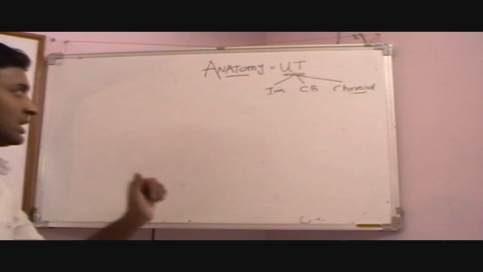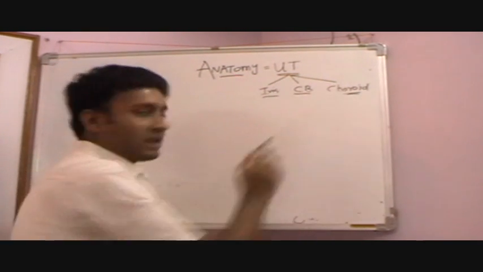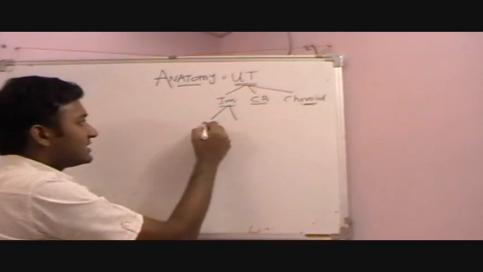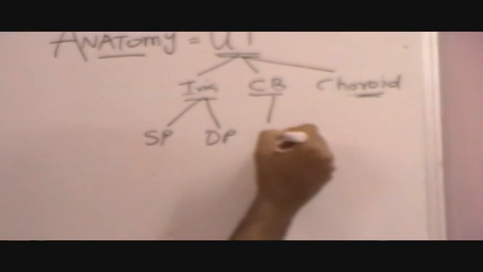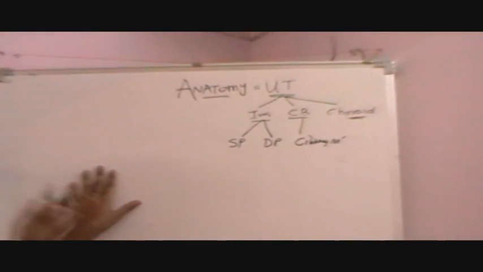Now I will quickly talk about the nerve supply, which is of high importance. In the nerve supply, our concern is the iris: what supplies the two muscles, sphincter pupillae and dilator pupillae? And what supplies the ciliary muscle of the ciliary body? Please have a look at this.